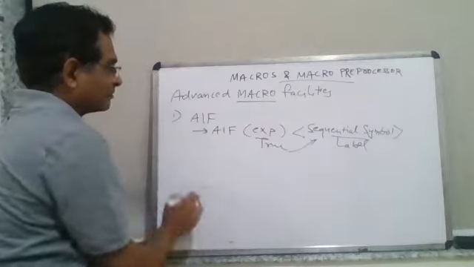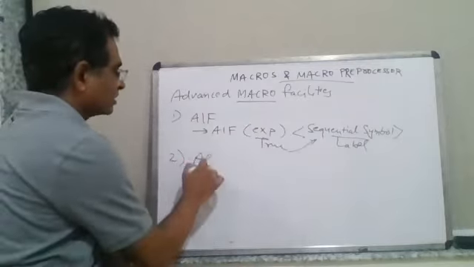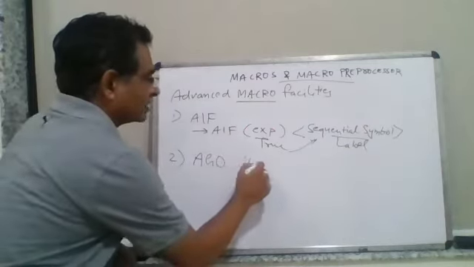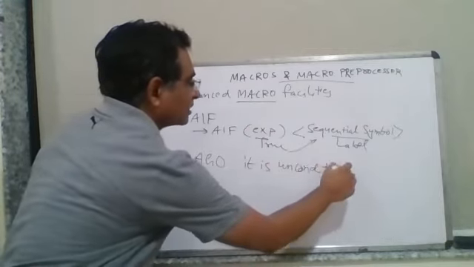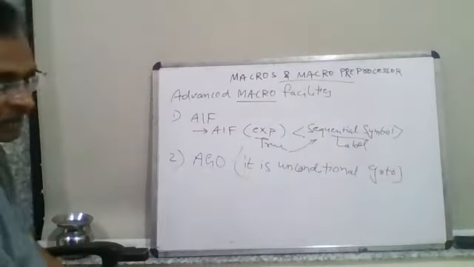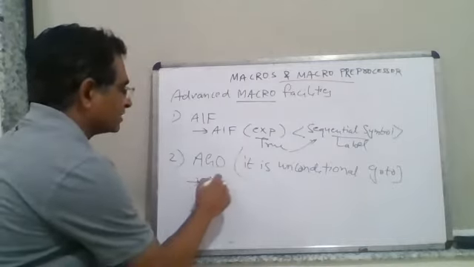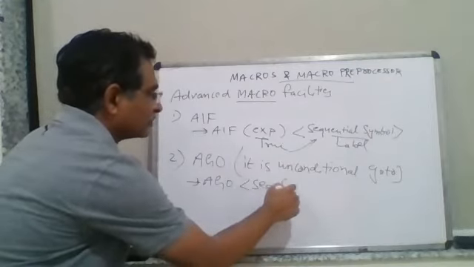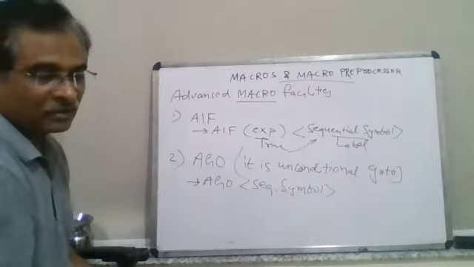Here we will take one example and then I will explain you. The second one is AGO. This is an unconditional go-to. It is similar to, I mean, GO is nothing but jump, an unconditional go-to construct, right? So AGO and then the label, the sequential symbol. If you specify the sequential symbol, it will make a jump to that label, and that is how it works, right? So this is much simpler.